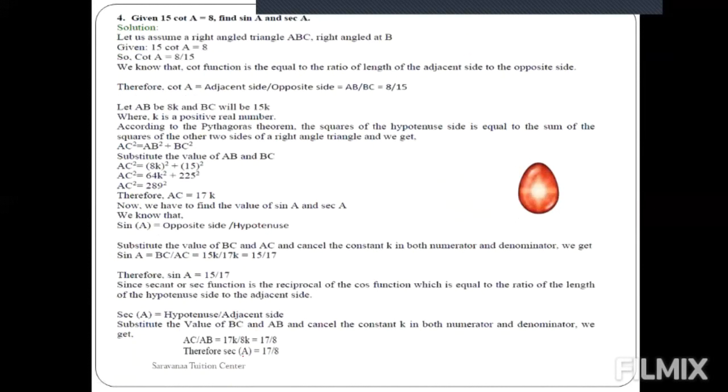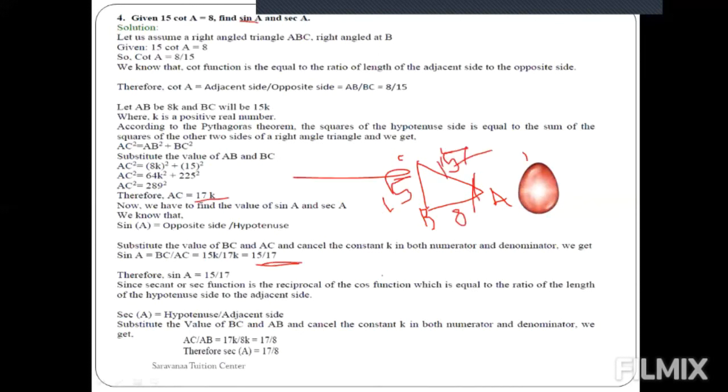Okay, let's move on. So this is also a similar question. 15 cot A equals 8. Find sine A and secant A. So we are going to draw again a small triangle. This is A, B, and C. So cot A, we have seen that cot A is adjacent by opposite, right? So this is the angle A. Which is the adjacent? AB is the adjacent, right?